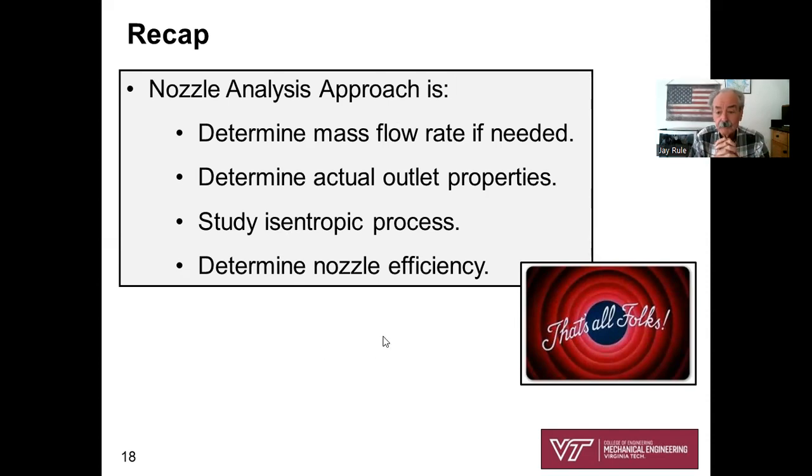What did we just do? We determine the mass flow rate if we need to. There can be some cases where we have enough data where we don't even need to calculate the mass flow. We determine the actual outlet properties. We had to do that in the field, make some field measurements. We're going to compare the actual properties to the isentropic process. And then that's going to be enough to determine the nozzle efficiency. So there you go. That's what we've got, just one worked out example for a nozzle.